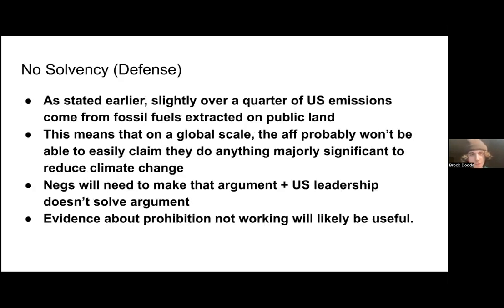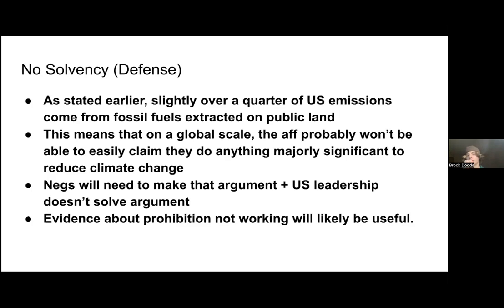Okay, so very common negative arguments, as there are on any topic, but I think it's common enough that I mentioned on the slide, is going to be no solvency as a defensive argument. As I said earlier, slightly over a quarter of U.S. fossil fuel production, and that leads to emissions as well, comes from fossil fuels extracted on public land. There's a study done on that. And so on a global scale, the AF probably won't be able to easily claim to do anything majorly significant to reduce climate change. Now, of course, you're going to have AFs saying that, look, we're still moving closer towards addressing climate change than not. And so when we think about reducing existential risk on a sliding scale, you should still affirm.